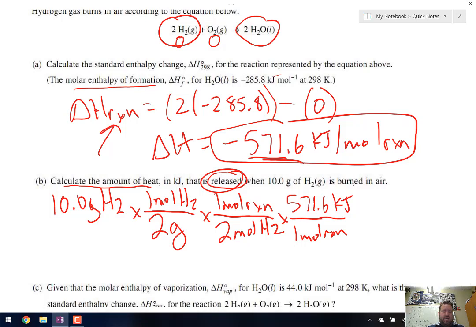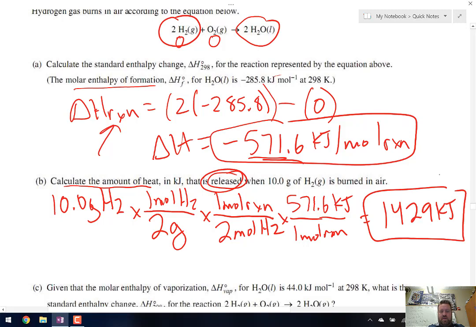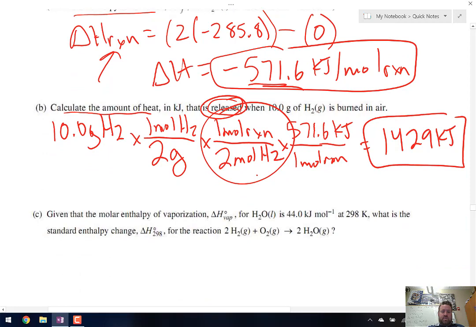So 10 divided by 2 times 571.6 equals 1,429 kilojoules is the amount of heat released. So we're going grams to moles, and then going from moles of the reactant to moles of the reaction, and then going from moles of reaction to the kilojoules.